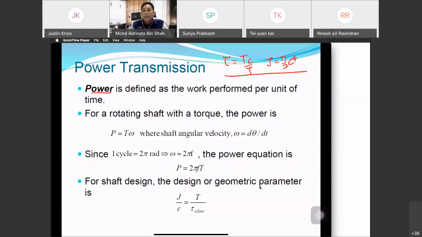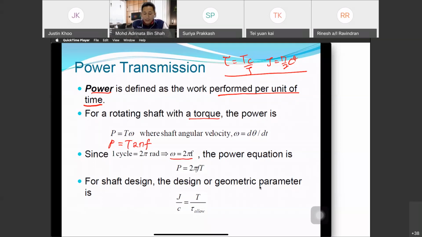It depends on the power of your engine, the power of your motor. We have the power of your engine in kilowatt or in watt. Power is defined as the work performed per unit time. For a rotating shaft with a torque, the power is P equals T omega, where omega is equal to 2 pi F. So P equals T 2 pi F.